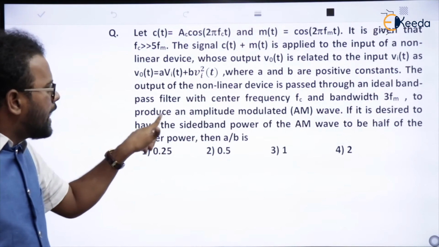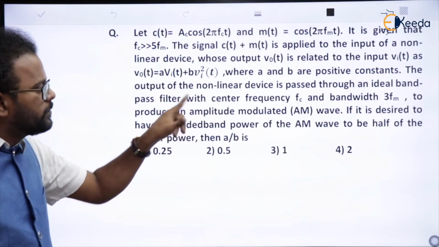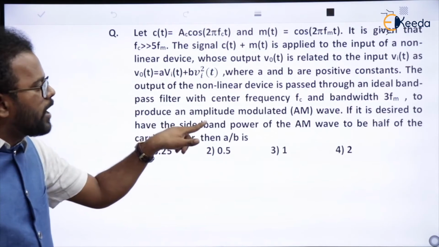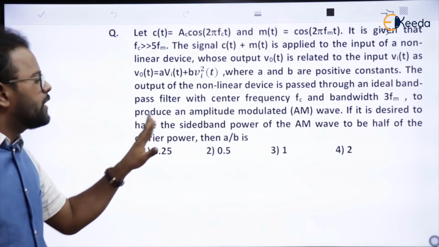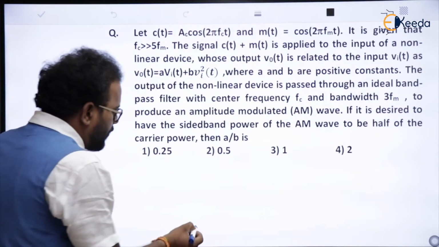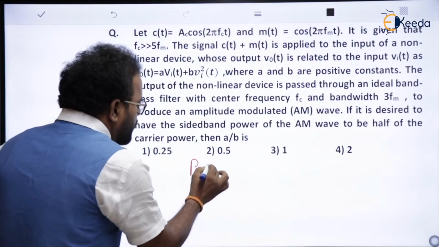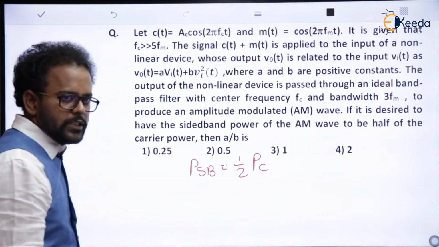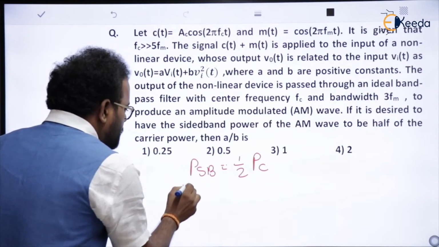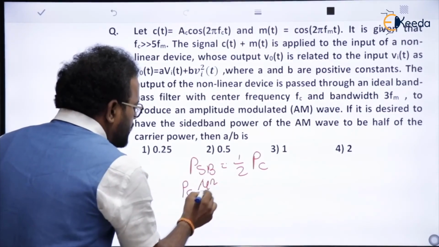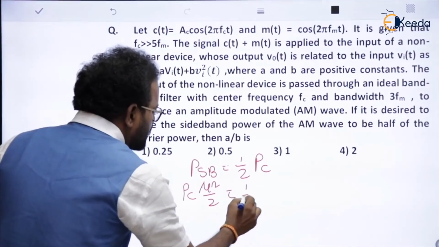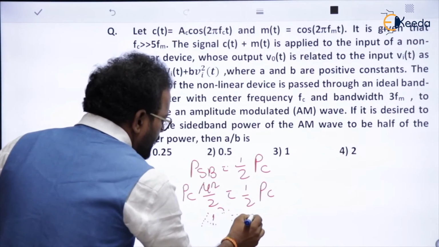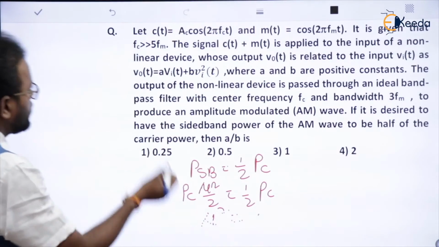To produce an amplitude modulated wave, if it is desired to have a sideband power of AM half of the carrier power. Sideband power means what? PSB value is, students, half of the PC is saying. Just now I gave it. What is the PSB formula? PC into mu square by 2 is nothing but 1 by 2 PC. Then what is mu square value? Is nothing but 1.